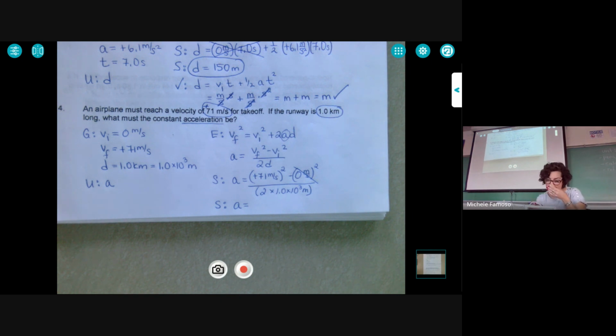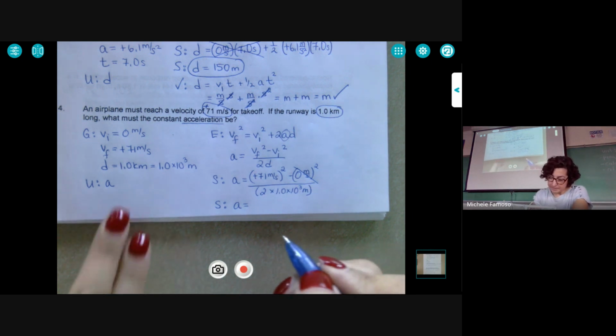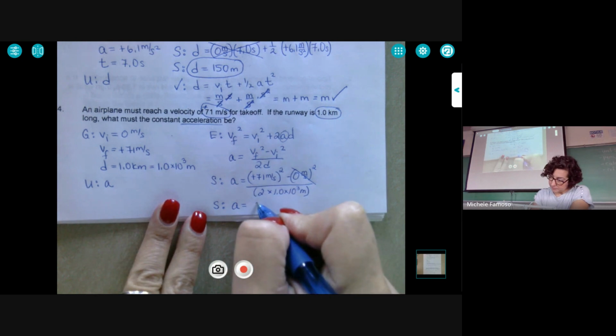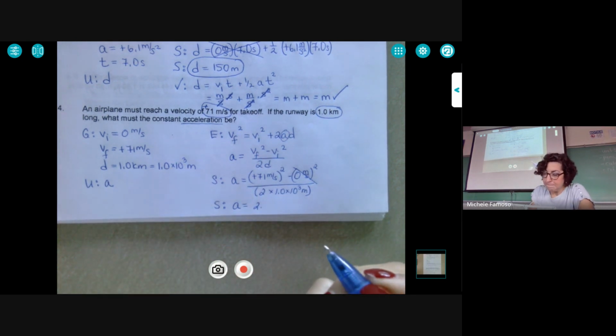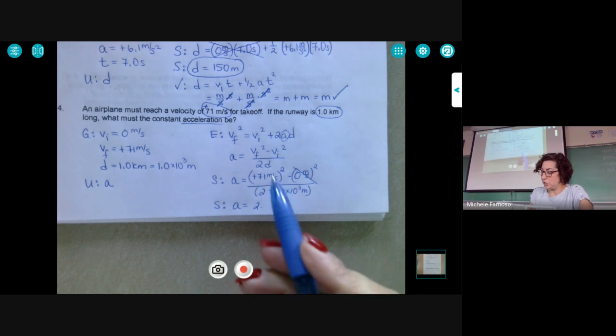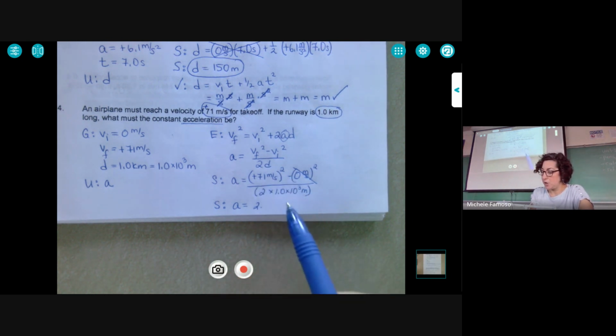Alex, do you have it? I got 2.5 times 10 to the 6. No. So you're going to do 71 squared. I know what your issue is. You have to divide by both the 2 and the 1e3. You only divided by 2, and then you multiplied by 1e3.